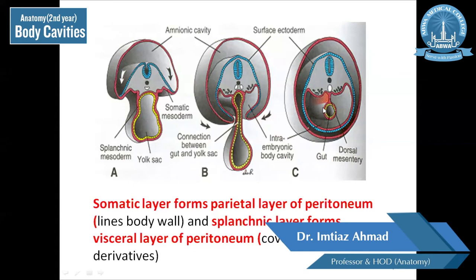On the inner side, it is lined by the visceral mesoderm or the splanchnic mesoderm, and the outer side, which is just below the skin, that is the somatic mesoderm. And the cavity in between that is the intraembryonic coelom or the future peritoneal cavity.